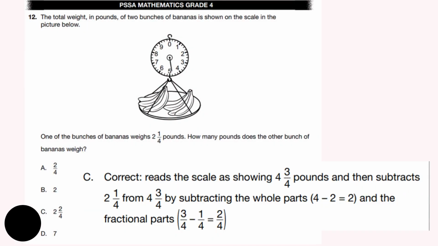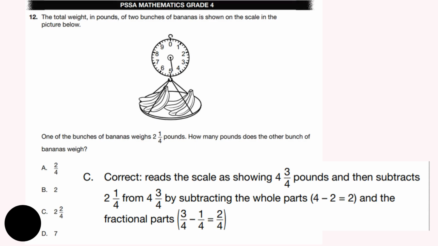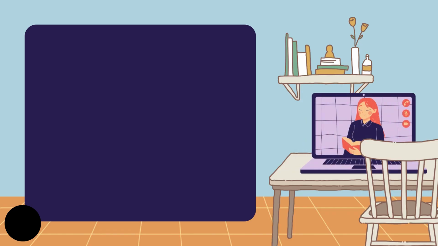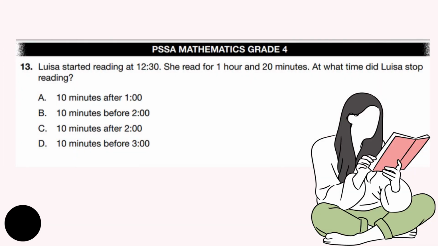First, you read the scale as shown, that is 4 3/4 pounds, then subtract 2 1/4 from the 4 3/4 by subtracting the whole part, that is the 2, and the fractional part, this is the 2/4. So your answer is C, guys. 2 2/4. Easy, right?